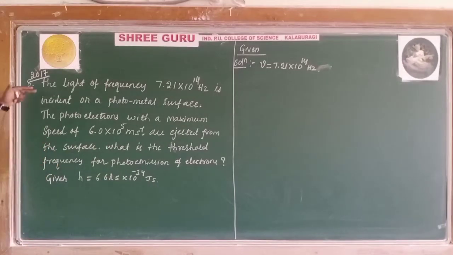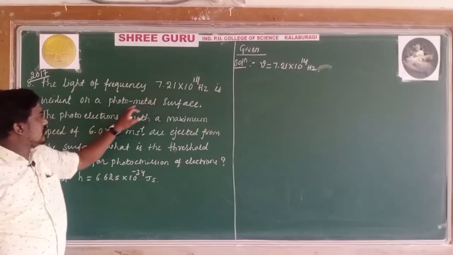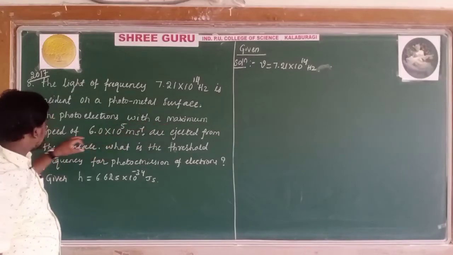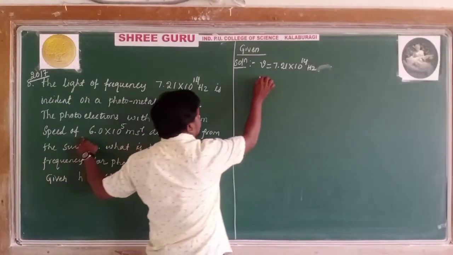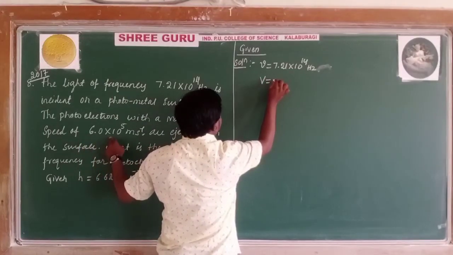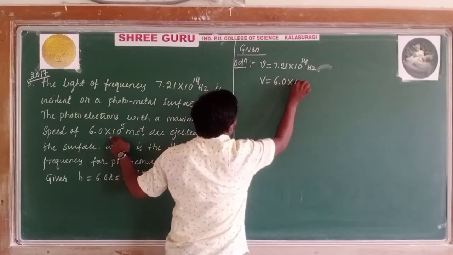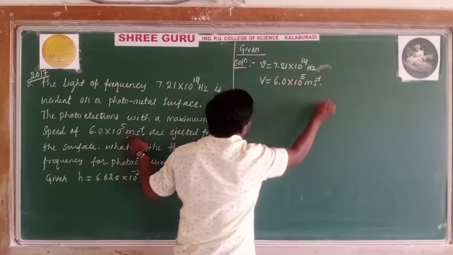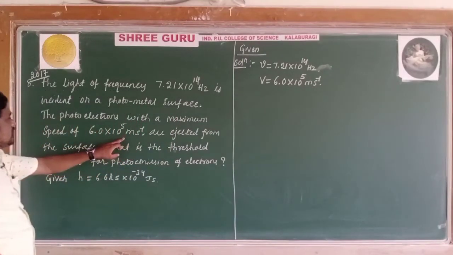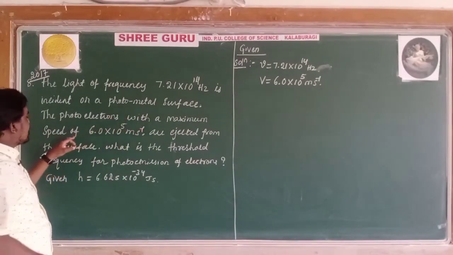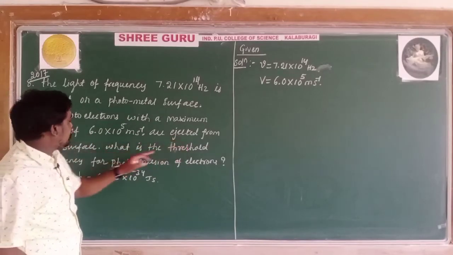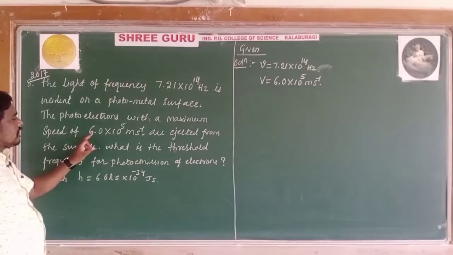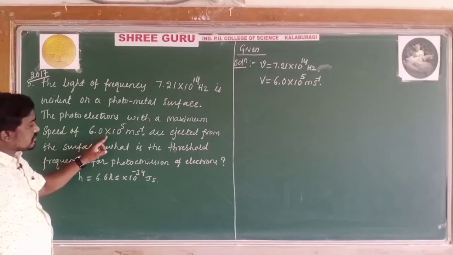Okay, listen here. The light of this frequency falls on a photometal surface. The photoelectrons are ejected with a maximum speed, speed means velocity, v, which is equal to 6.0 into 10 to the power 5 meter per second. The velocity unit is meter per second. From this photometal surface, the ejection of electrons takes place with this much speed.